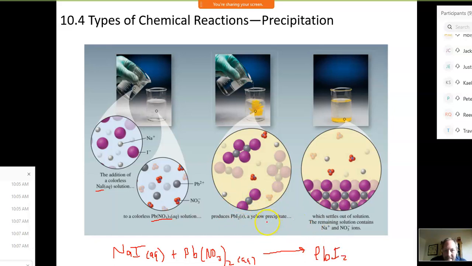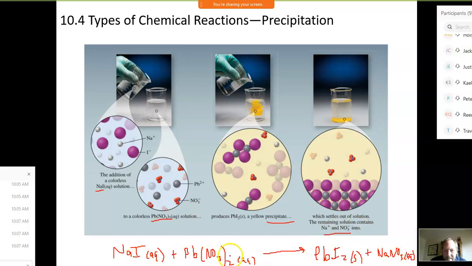Now that is the precipitate, so that's a solid. That is turning into a solid, and we're going to talk all about this today. I'm just trying to show you this example. And then you have sodium nitrate, which is also still in the aqueous form. See how they show it in the ionic form? So it's still aqueous. So this is the equation.